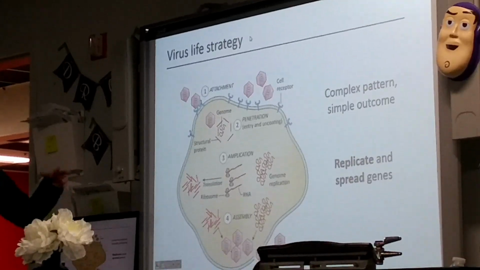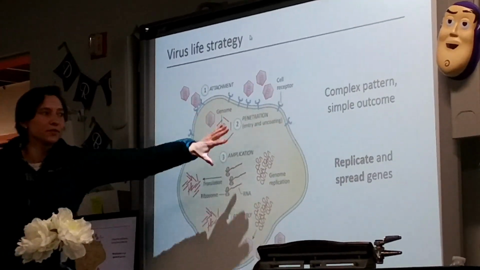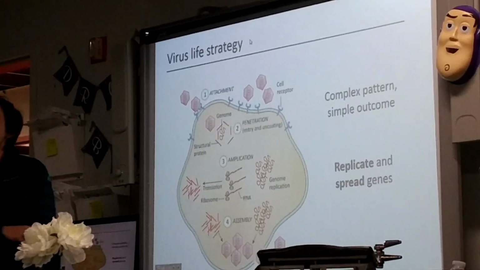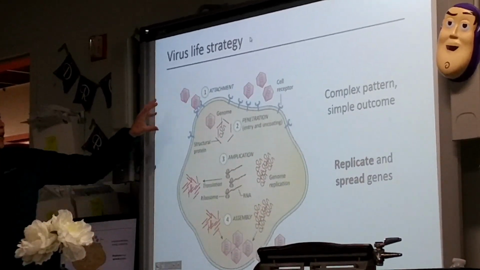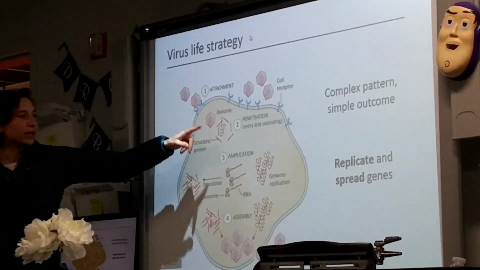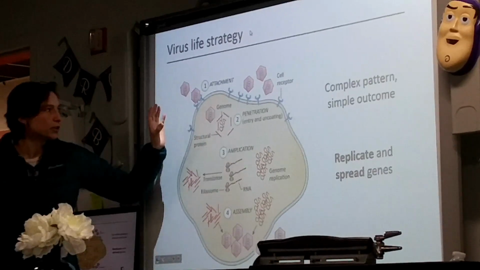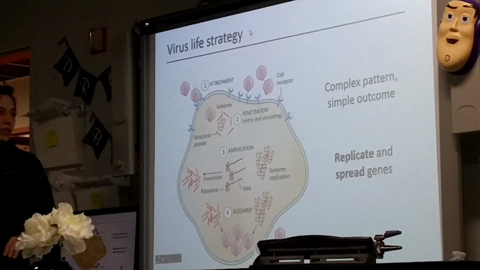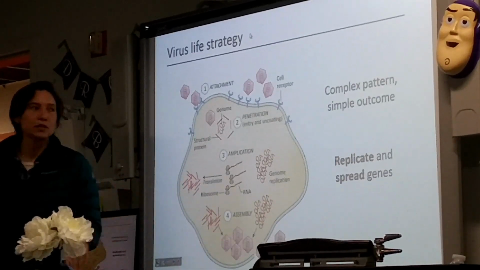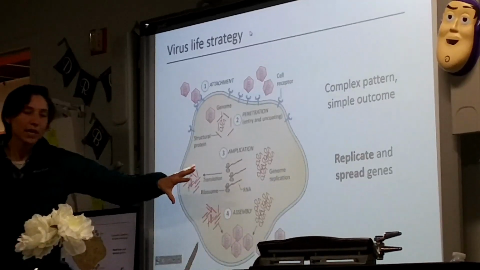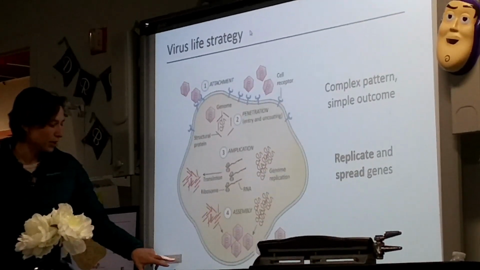So the life cycle or strategy of a virus looks very complicated, right? This is a cell, like a cell you have in your tissues, let's say a skin cell. These are viruses that are in their little capsids attacking the cell, going inside. But basically all they're doing is using this to make more virus. That's their whole lives, right? They're just replicating and spreading their genes. It's a very simple outcome. The consequences for the cell are varied and can be pretty negative.